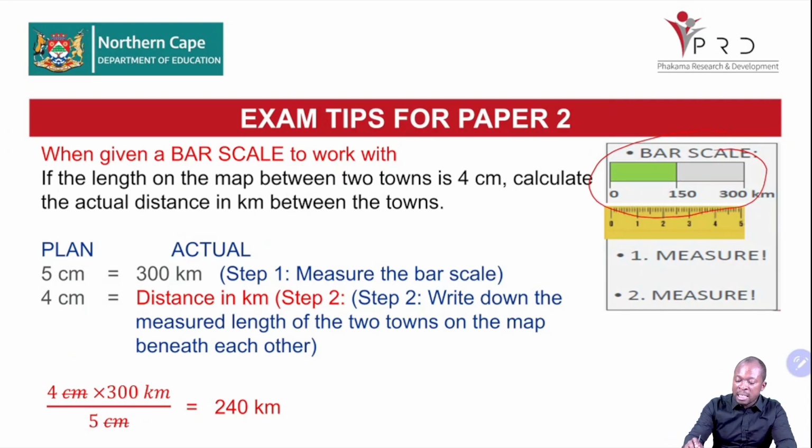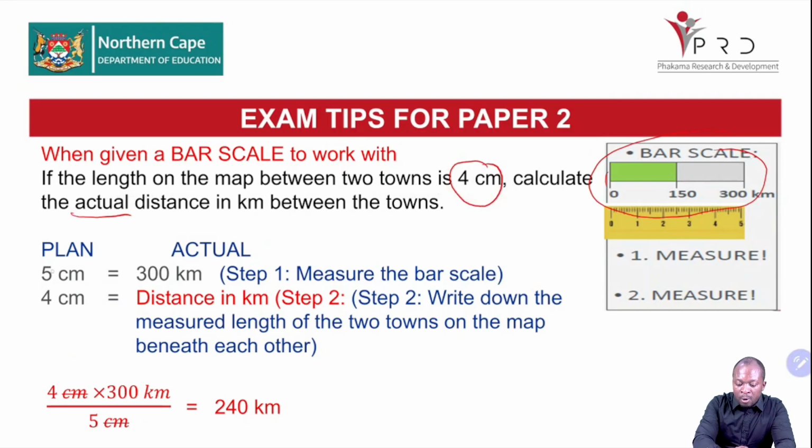So when you measure the entire bar, maybe from one point to the other, let's say it is 5 centimeters. All right, so then let's work. It says if the length on the map between two towns is 4 centimeters, that's the MD. Calculate the AD. So it means that we are short of one value, isn't it? The MD is 4 centimeters. Our AD, we don't know it. And they did not give us the SF. So where are we going to get our SF? We get SF from the bar scale that we are given. So let us work then.